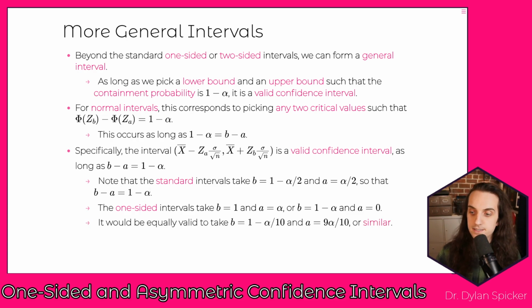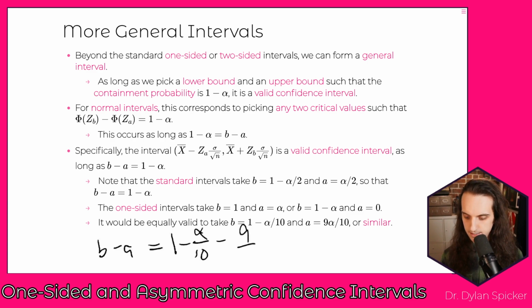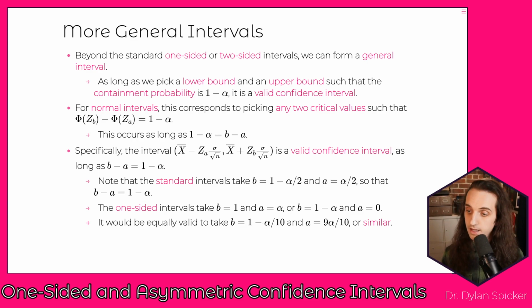Now, it would be equally valid to take something like B is equal to 1 minus alpha over 10 and A is 9 alpha over 10, right? And if we think about why that's going to be the case, if we take B minus A, that's going to be 1 minus alpha over 10 minus 9 alpha over 10. That's going to give us 1 minus alpha, okay? And so while it'd be totally random for us to take 1 minus alpha over 10 and 9 alpha over 10, there's actually nothing stopping us from the definition of a confidence interval. There's probably no reason to do this, but it's still going to give you a valid confidence interval, okay?